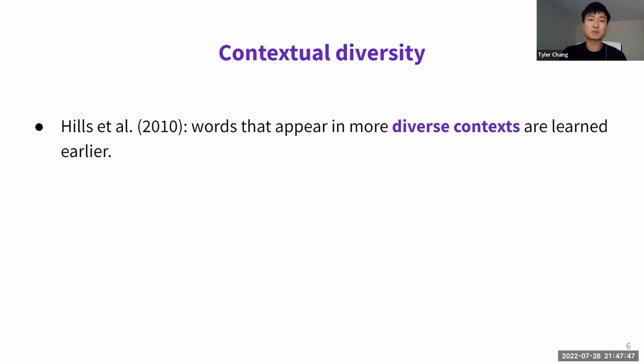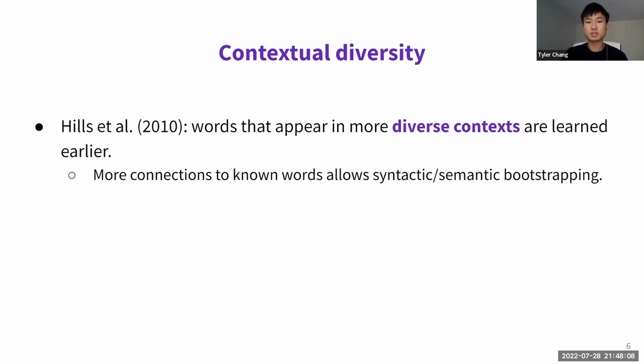Previous work has found conflicting evidence for how contextual diversity affects early word acquisition. Hills found that words that appear in more diverse contexts are learned earlier. Their corpus-derived metric for contextual diversity was negatively correlated with words' ages of acquisition. They hypothesized that more connections to known words allows better syntactic and semantic bootstrapping, allowing children to place more constraints on a word's meaning and making it easier to narrow down a word's meaning or get a fuller understanding of the word in the wide variety of contexts it appears.